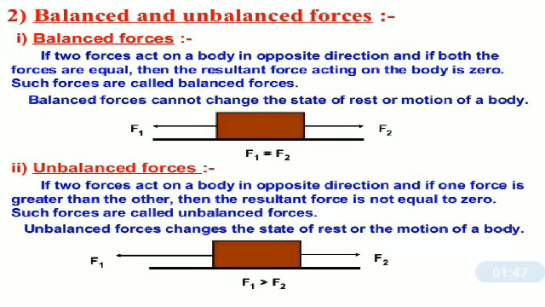Unbalanced forces: if two forces act on a body in opposite direction and if one force is greater than the other, then the resultant force is not equal to zero. Such forces are called unbalanced forces. Unbalanced forces change the state of rest or the motion of a body. It can either be F1 greater than F2 or F2 greater than F1, and the movement is always towards the greater side of force. If F1 is greater than F2, the block of wood will move towards the left-hand side, and if F2 is greater than F1, then the block of wood will move towards the right-hand side.